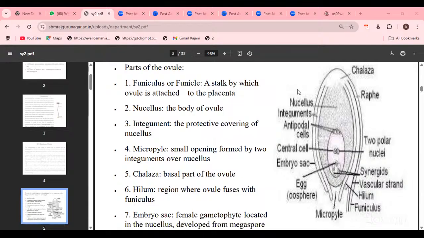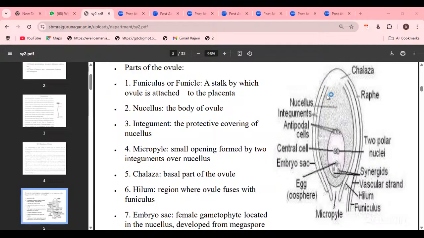This is the funicle. Here, the first part is called the funicle. The funicle is a stalk-like structure by which the ovule is attached to the placenta. Where the ovule is there, the placenta is present. To attach to that placenta, the stalk-like structure is called the funicle.